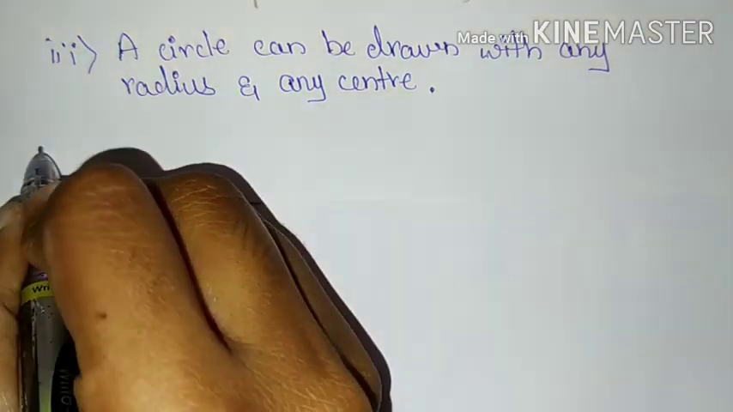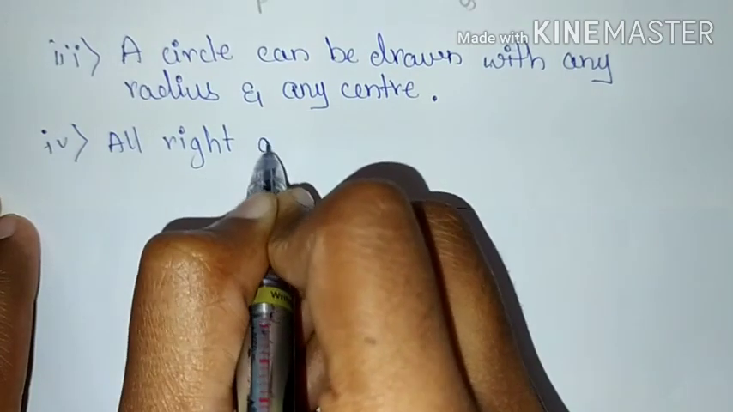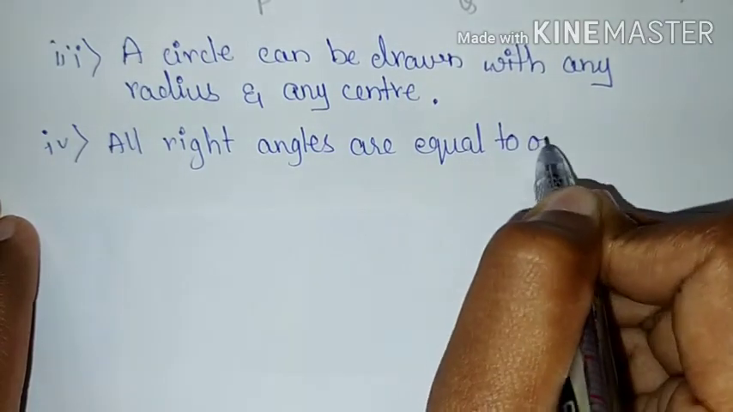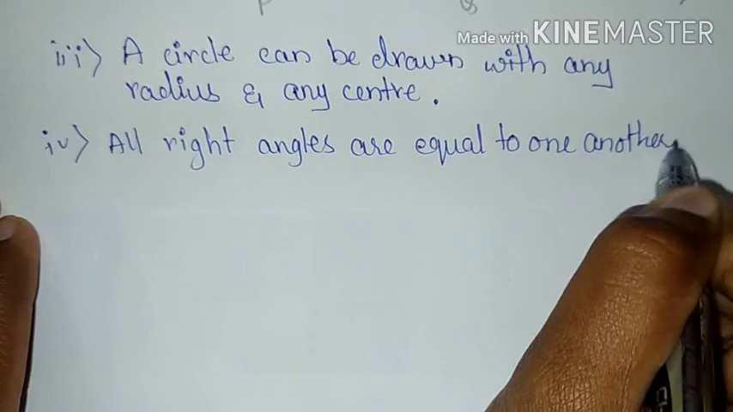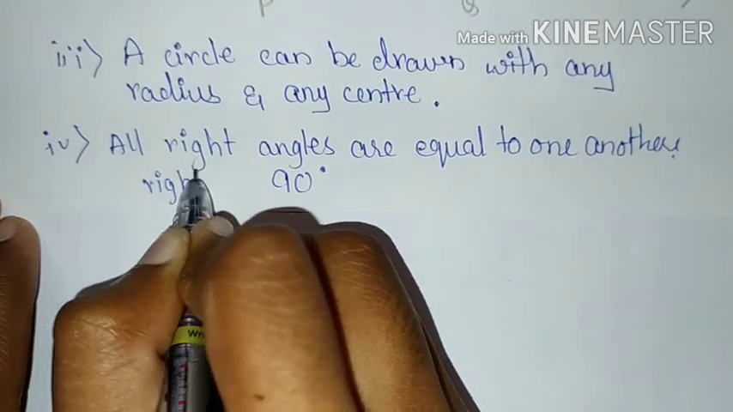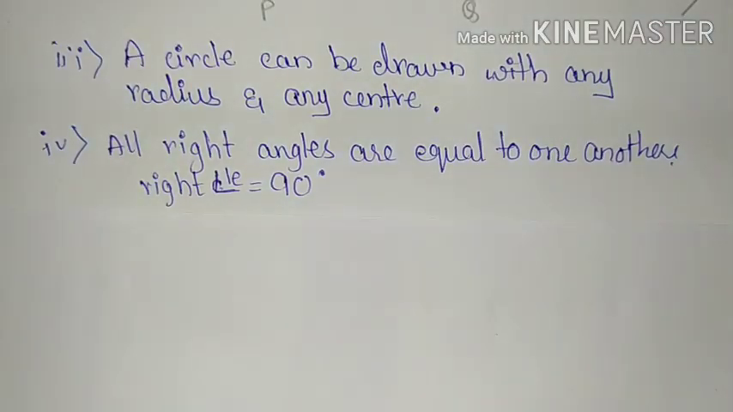The fourth postulate says that all right angles are equal to one another. That is, all right angles are equal to one another. The measure of the right angle is 90 degrees. Any given right angle is always equal to 90 degrees. So obviously, no matter how many right angles you draw, they are always equal to 90 degrees. So the fourth postulate says that all right angles are equal to one another. They are talking about angles, not triangles here. The right angles, that is 90 degree angles, are equal to one another.